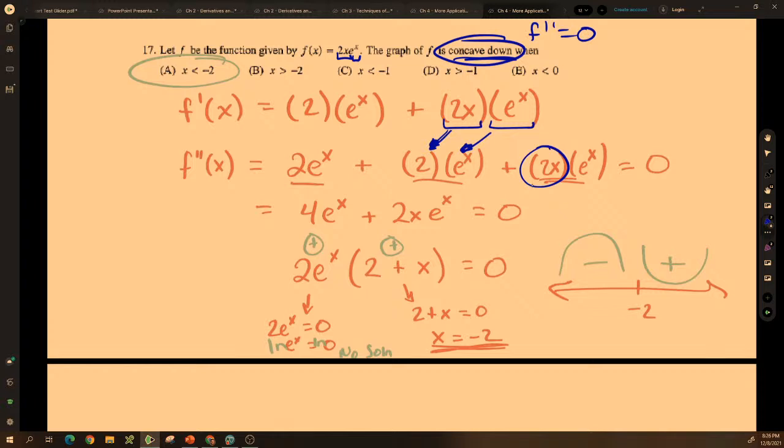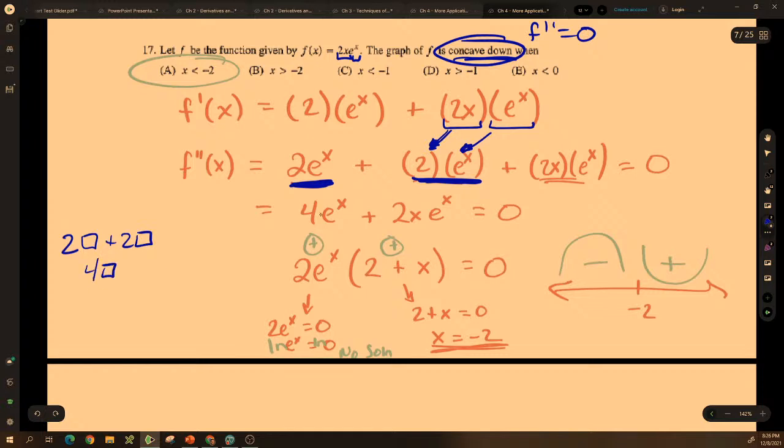Now, when I try to set this to 0, I want to simplify as much as I can and factor if I need to. But what I notice is the first term is 2e to the x, and this is 2e to the x. I know 2e to the x is weird, but just think if I had 2 box plus 2 box, what is that? It's 4 box. So this is 4e to the x, and then this just stayed the same.